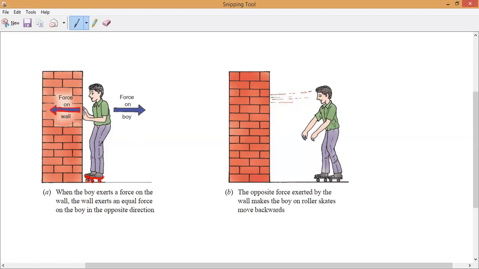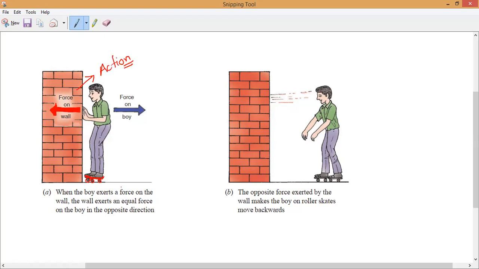Is it possible to apply the force without touching the wall? No, sir, it is not possible. So they must be in contact. Now the boy is exerting force on the wall. So what is this called? Action or reaction?